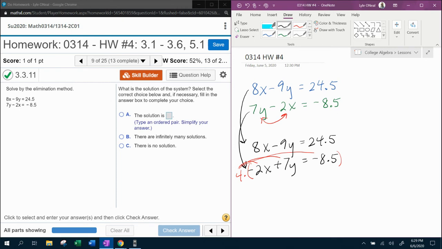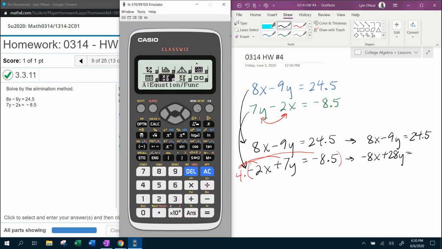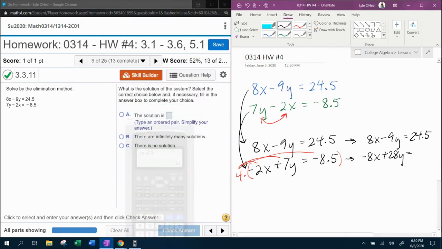So that's going to give me, let's see, where do I write? Let's write this right over here. 8x minus 9y equals 24.5. I just copy and paste there. And then we're going to get negative 8x. 4 times 7, that's plus 28y. And then to bring up my handy-dandy calculator, that's going to be 4 times negative 8.5, which is negative 34.